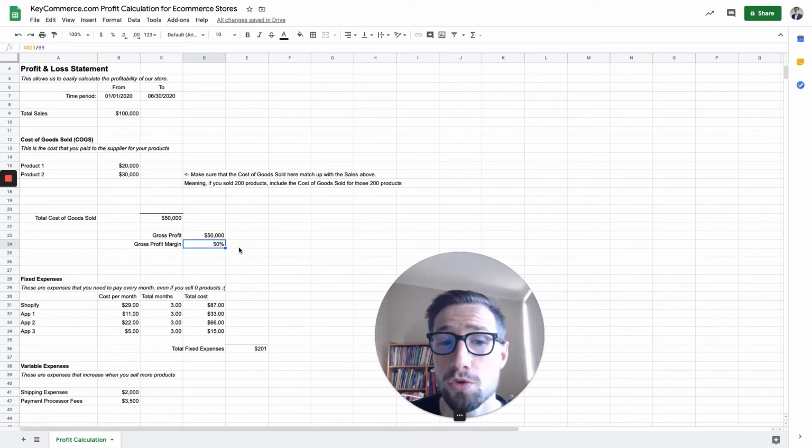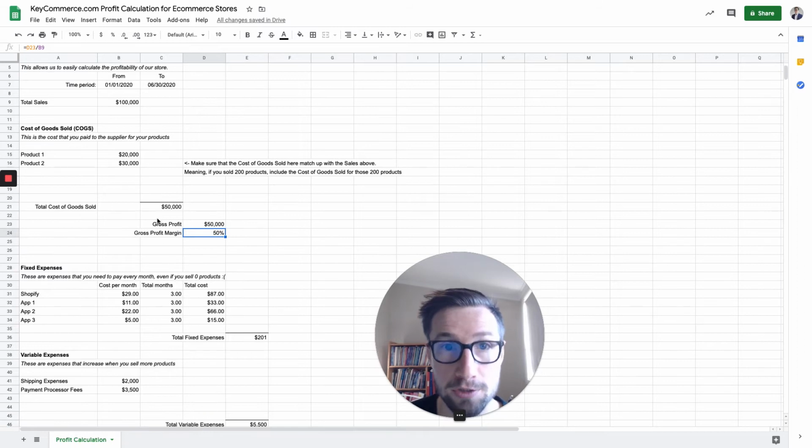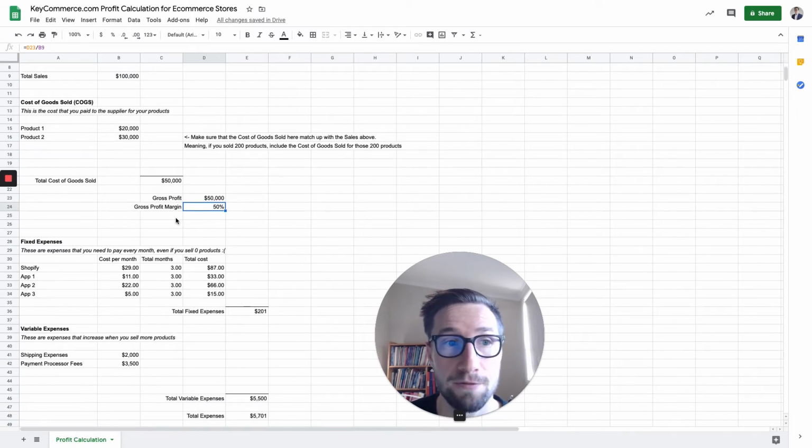And then what you can do there is just track that over time. So maybe you get a better deal with your supplier and your actual cost of goods sold decreases because you've got more volume. Well, your gross profit margin is then going to increase because you're making more profit on the front end from those products before your other expenses. So that's the first thing you need to do. Once you get that sorted, that's the first thing there.